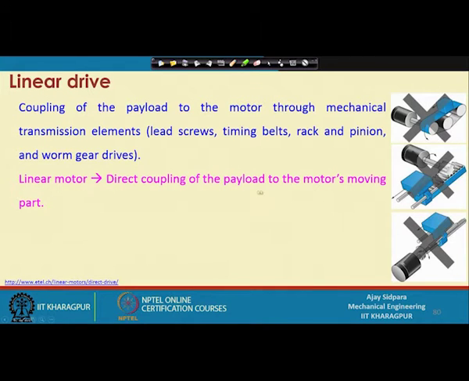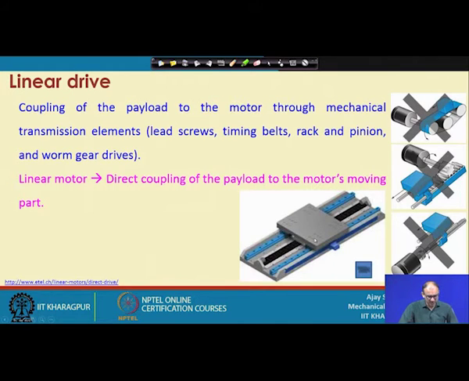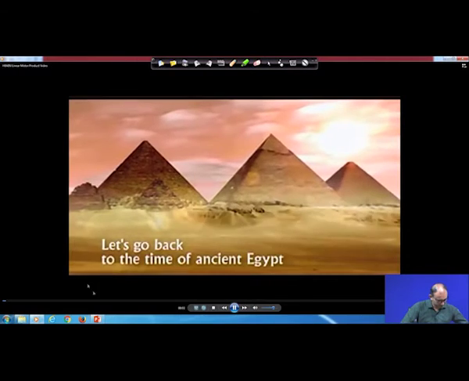So, what is the linear drive? It is a direct coupling of the payload to the motor's moving part. So, this is the linear drive. What is happening here is that this particular top portion is levitated because of the magnetic field, and the magnetic field will propel this movement. So, let us see this video, to see how this works in actual conditions.